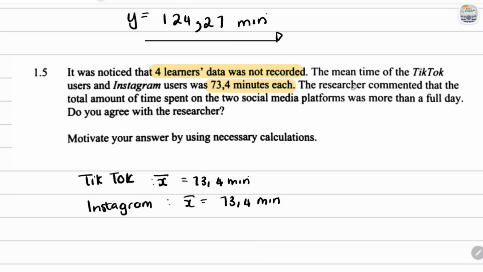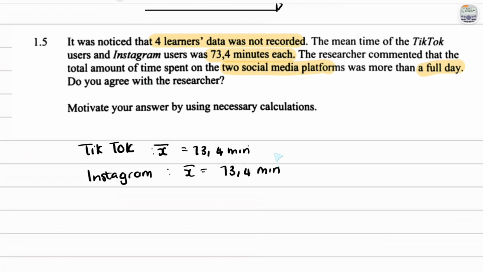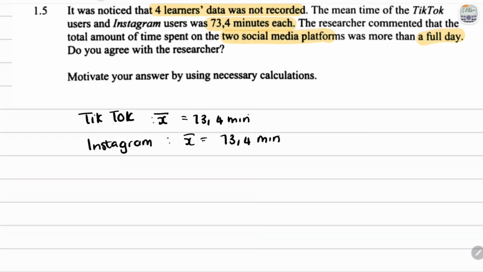Then they tell us that the researcher commented that the total number of time spent on the 2 social media platforms, so the total number of time spent on these 2 social media platforms combined, right? The 2 of it combined was more than a full day. And the question is, do you agree with the researcher? Motivate your answer by using necessary calculations. So for the time that they spent in total to be more than a full day, we need to actually see the total time spent.